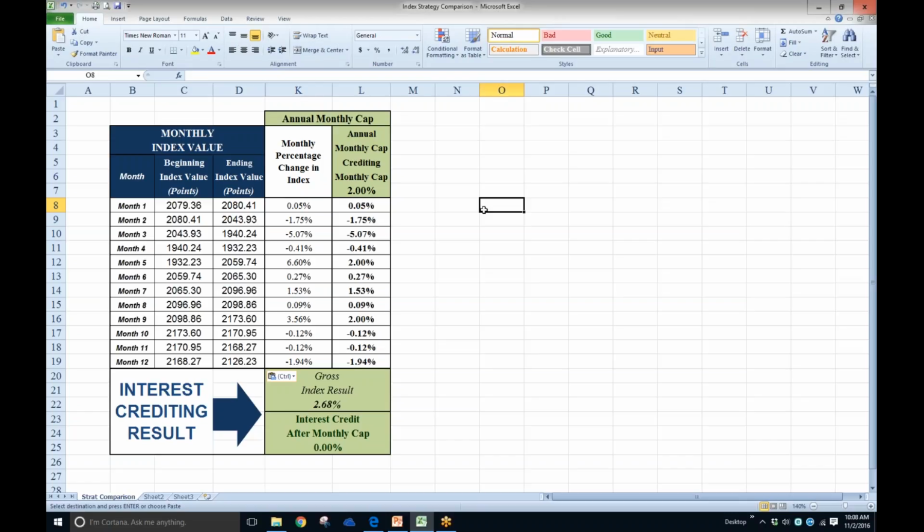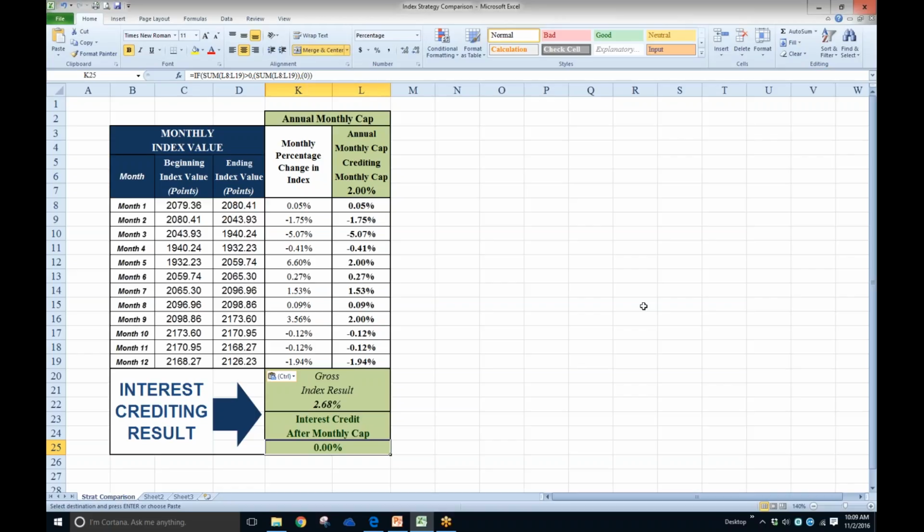So last 12 months, because the index was so volatile, we get nothing. See that? Yeah. In other words, those negatives were enough to wipe out any of the positives. And that's the thing about a strategy like this, you've got to be careful with it. Now remember I said yesterday that in a rising market, just about any strategy is going to do well. At least it's going to cap out or it's going to do pretty well.